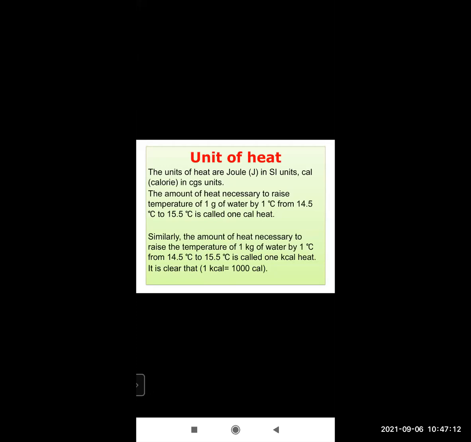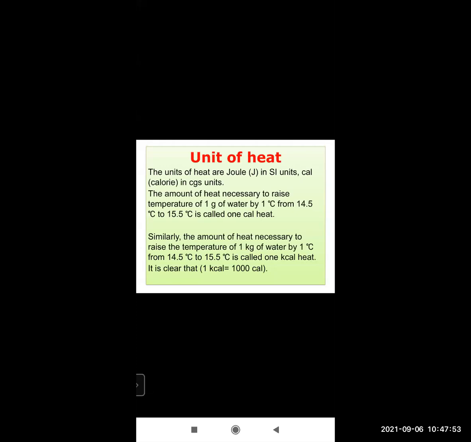Right, so if you see the 1 calorie heat, it is in CGS because it is gram, and below, whatever 1 kilocalorie heat is there, it is in MKS. So both the units you should understand. So this is the difference. The amount of heat necessary to raise the temperature of 1 gram of water by 1 degree Celsius from 14.5 degrees Celsius to 15.5 degrees Celsius is called 1 calorie heat. Similarly, the amount of heat necessary to raise the temperature of 1 kilogram of water by 1 degree Celsius from 14.5 degrees Celsius to 15.5 degrees Celsius is called 1 kilocalorie heat.